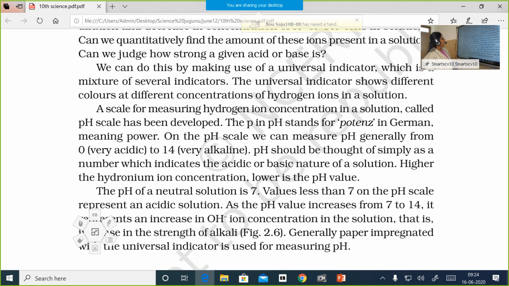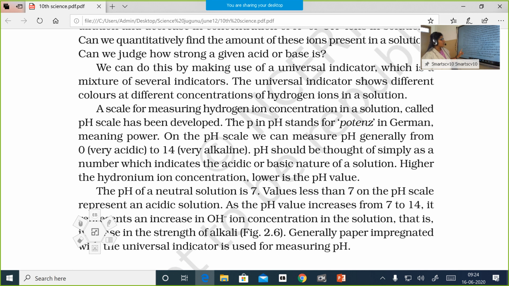On the pH scale, we can measure pH generally from 0, which stands for very acidic, meaning the strongest acid, to 14, very alkaline, meaning only the strongest base will have a pH value of 14. pH should be thought of simply as a number which indicates the acidic or basic nature of a solution.